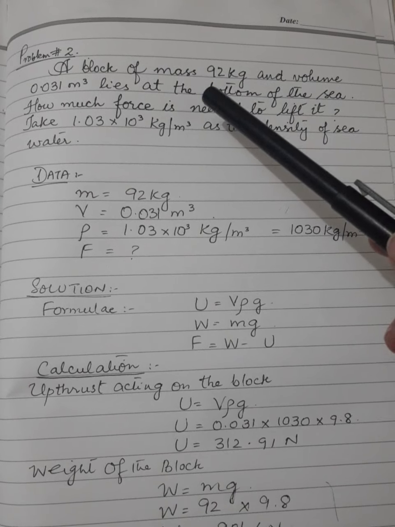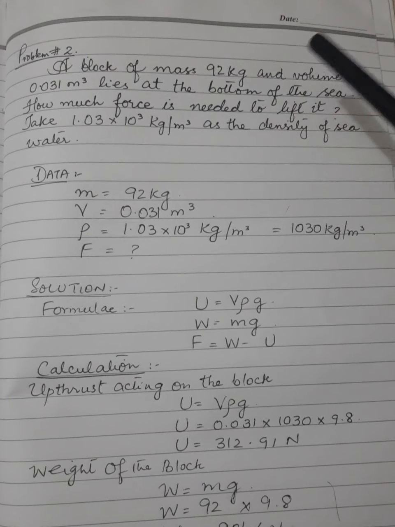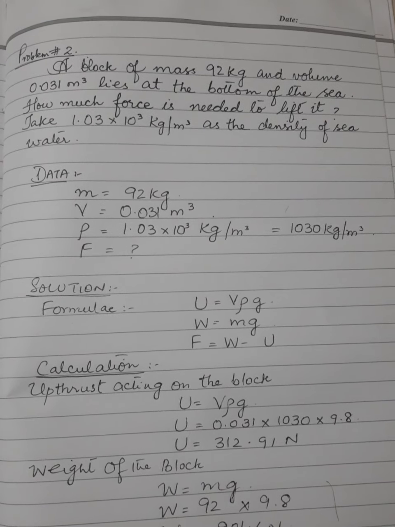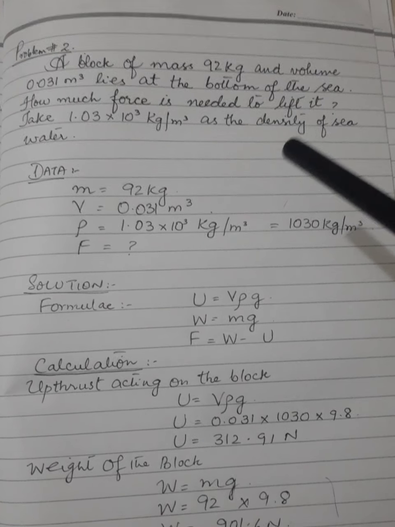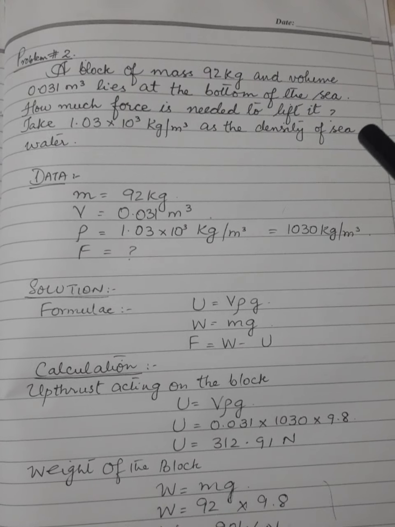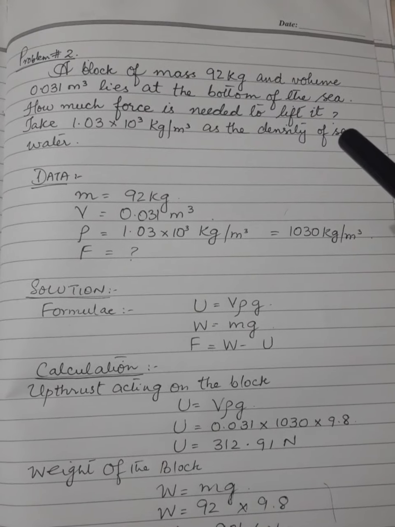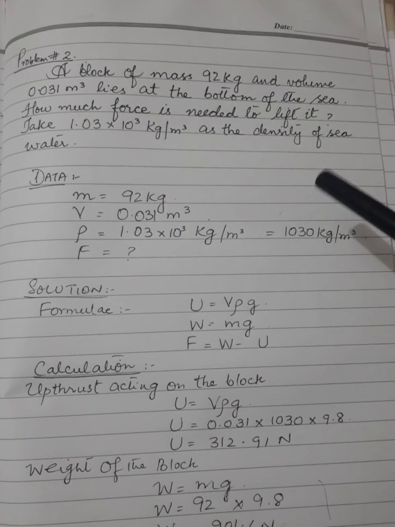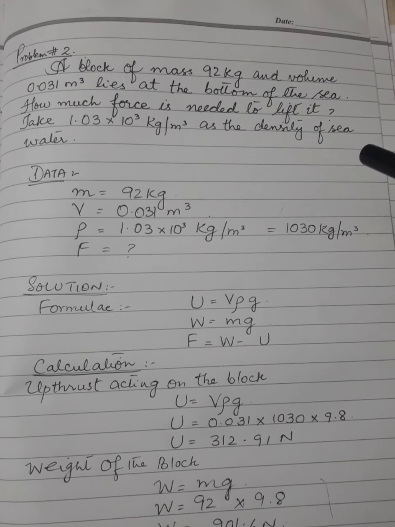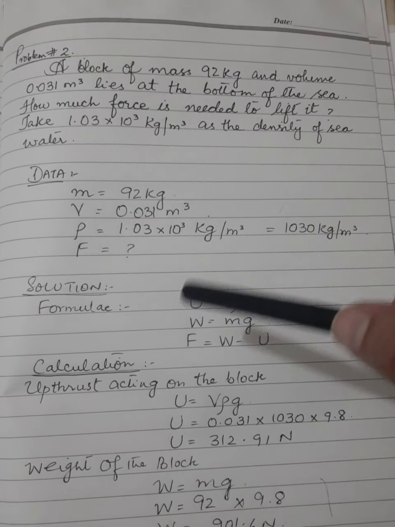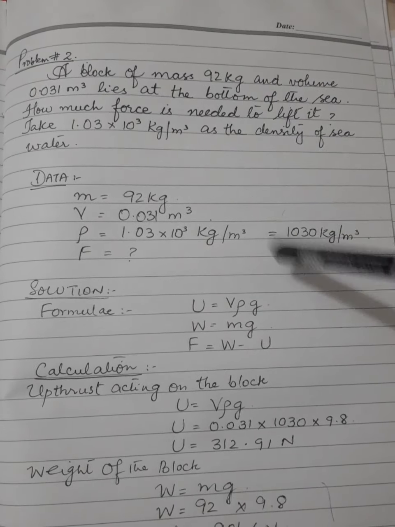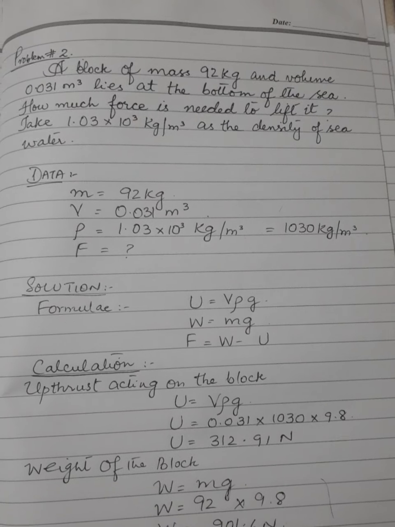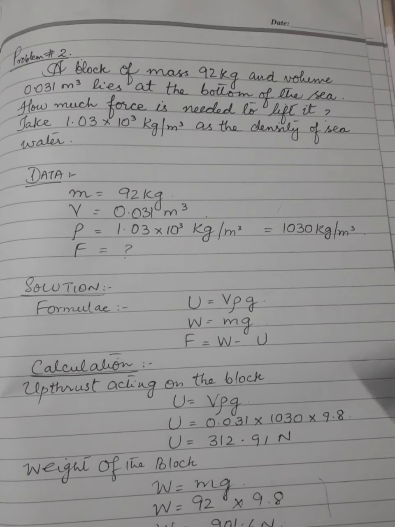Alright, so we have a block of mass 92 kg which lies at the bottom of the sea and which has the volume of 0.031 meter cube. So here we are going to apply the Archimedes principle, in which we are going to find out the upthrust force, and after that we are going to find out how much force is needed to lift that block upward.